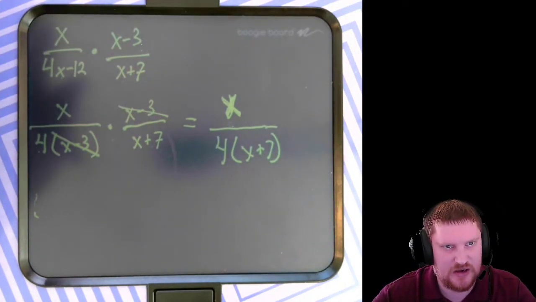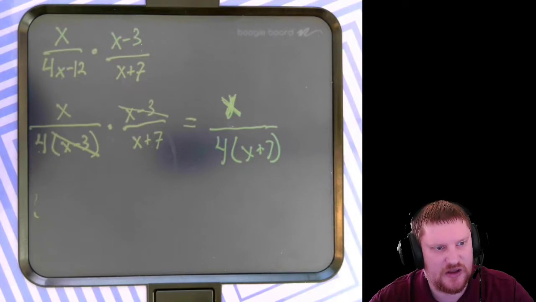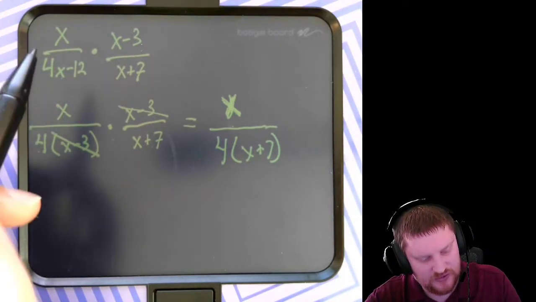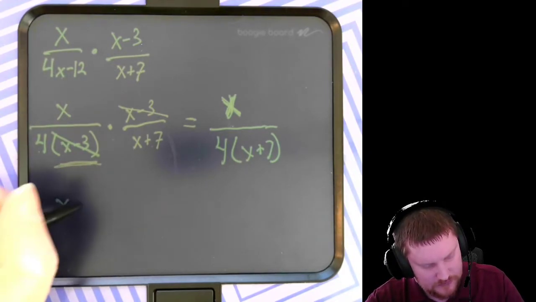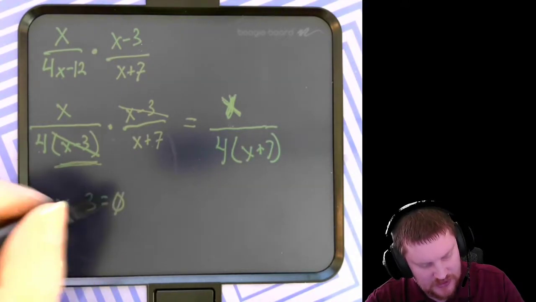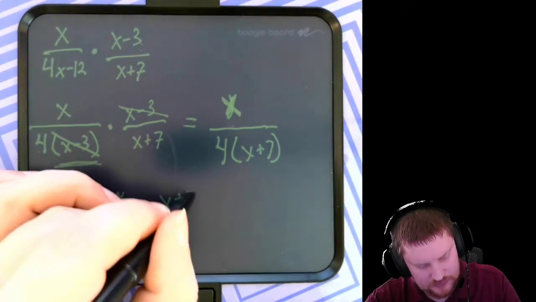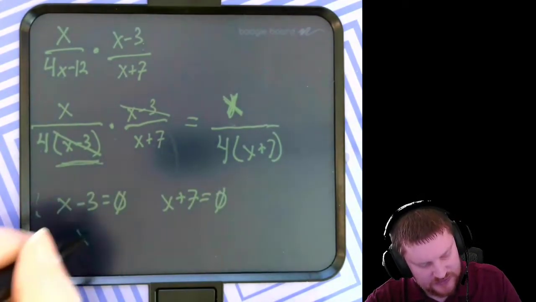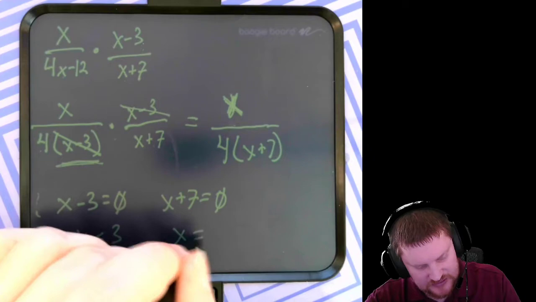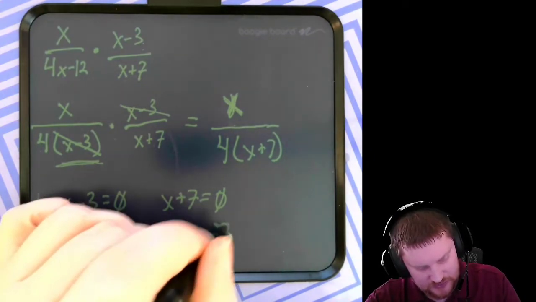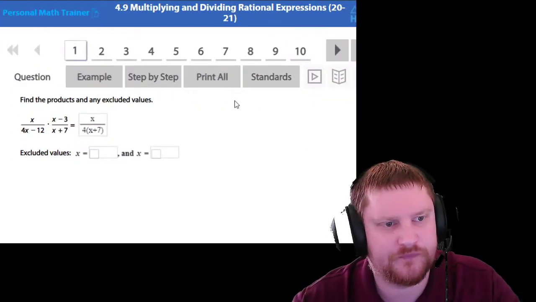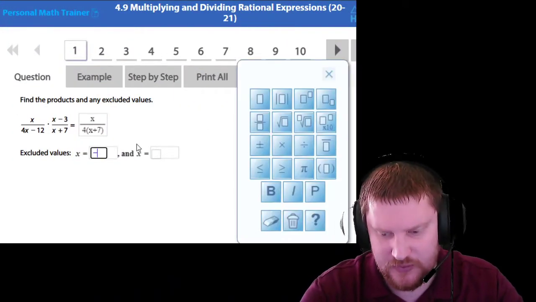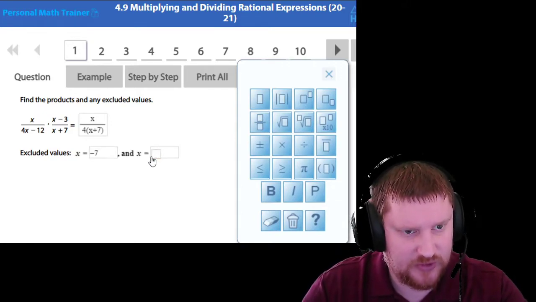I know you guys can't see that. But the next question is the excluded values. Don't forget, in order to figure that out, you have to start at the top. So x minus 3 equals 0, and x plus 7 equals 0. That gives us x equals 3, and x equals negative 7. So these are our excluded values: 3 and negative 7.